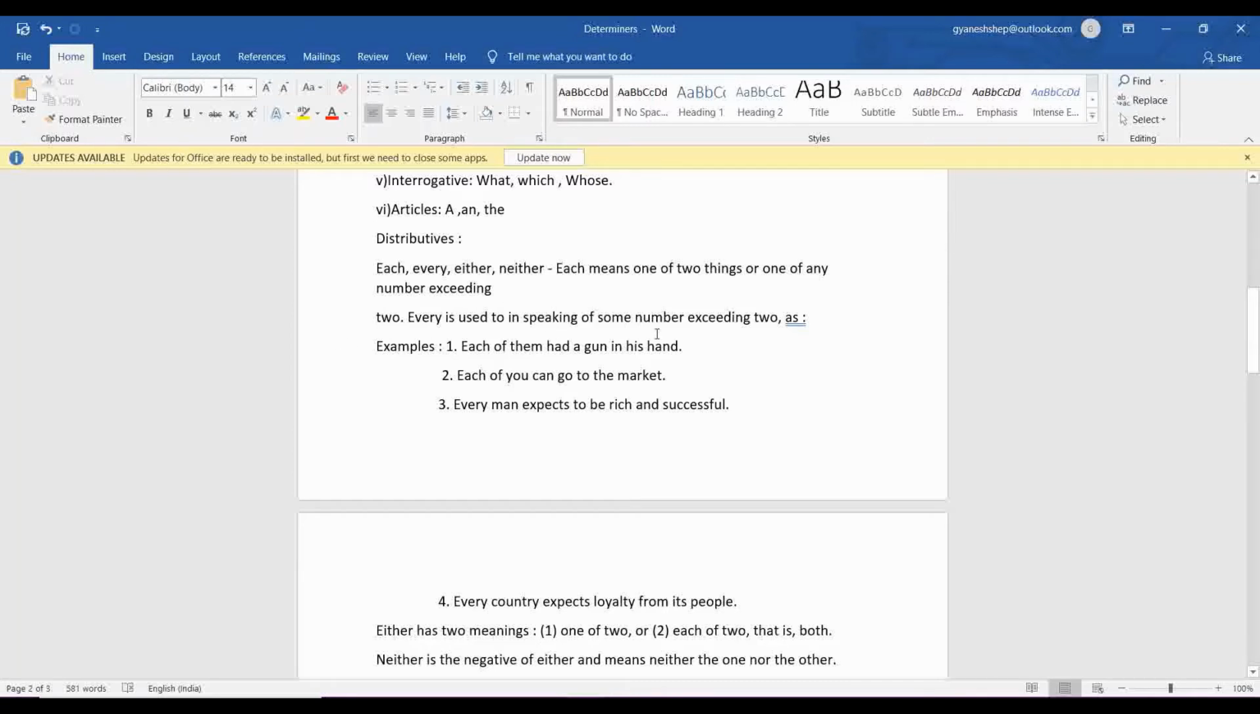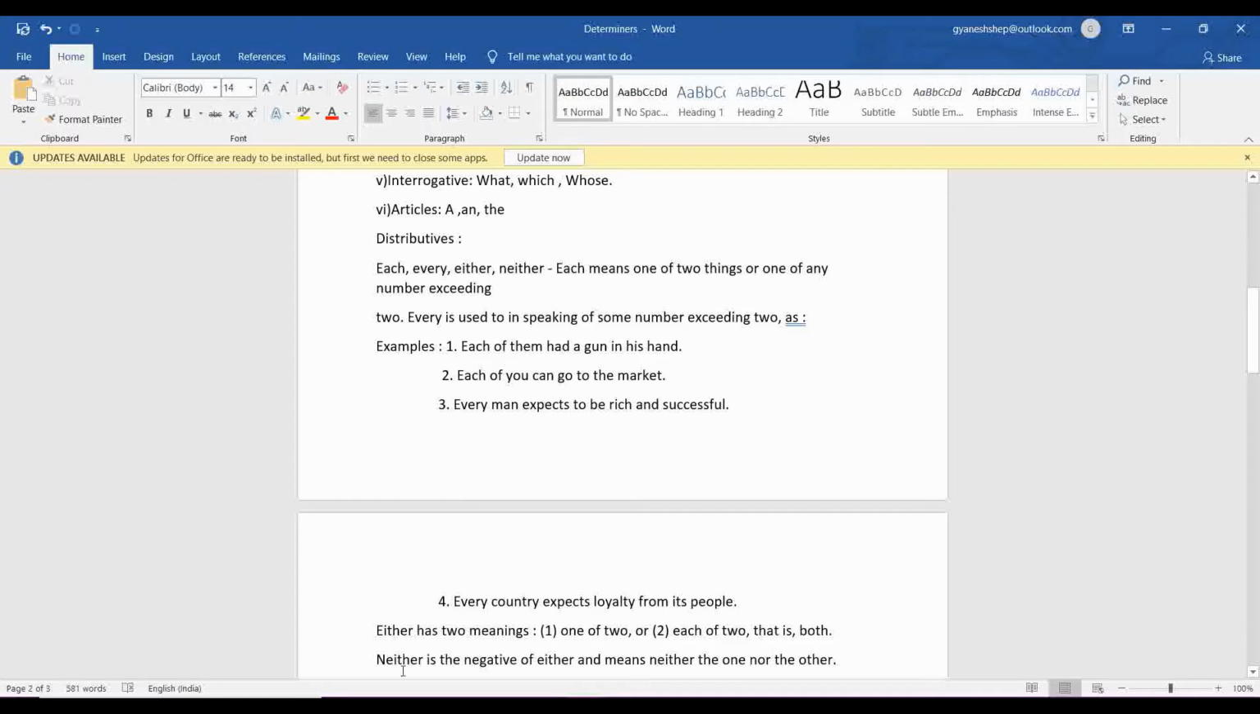Every is used in speaking of some number exceeding two. For example, each of them has a gun in his hand. See, there may be five people standing over there, and each of them had a gun in his hand. So that way we are talking about them. Each of you can go to the market, meaning they can be more than two. Then at that time you will use this word. Every man expects to be rich and successful. So every here is used in speaking of some number exceeding two. When they are more than two, then you use every for them.